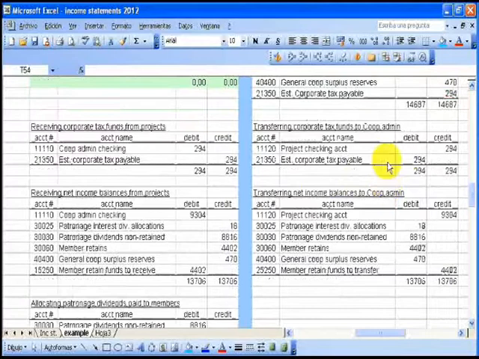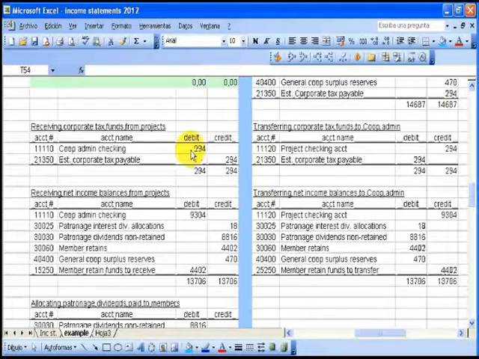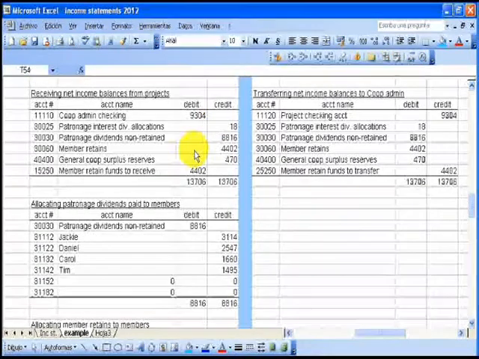Okay, now these are just transferring the estimated taxes from the accounts to the co-op administration so they can be paid out of the co-op administration checking account. So the monies from those taxes are transferred over to the co-op administration. You see that debit in the co-op administration checking account? That means the money sits there waiting to be paid at the end of the year when corporate taxes are paid. And all these journal entries are automatic.